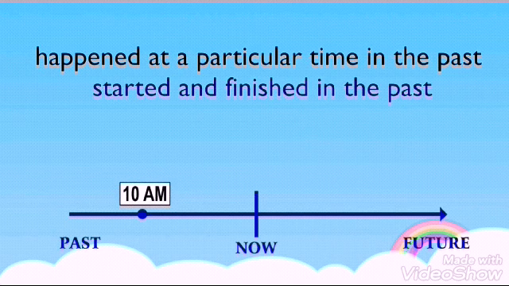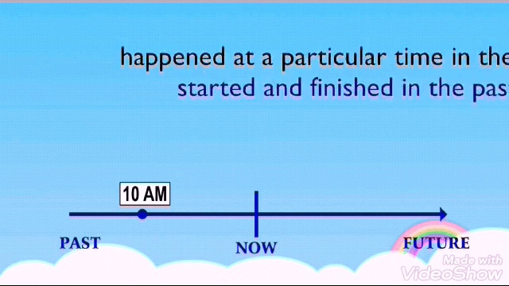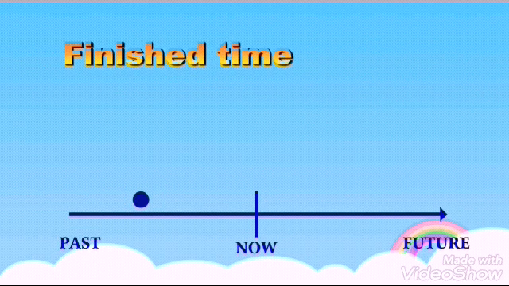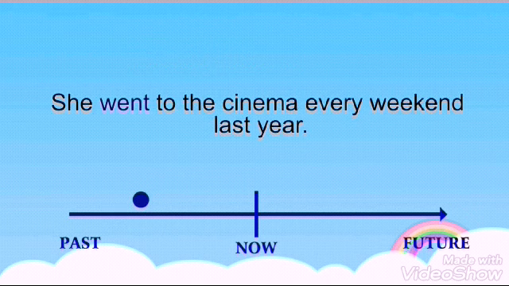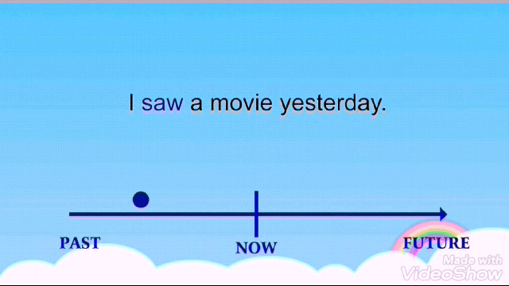We use the past simple tense to refer to something that happened at a particular time in the past, started and finished in the past. So the time is finished in the past. For example, when I say she went to the cinema every weekend last year, or I saw a movie yesterday.